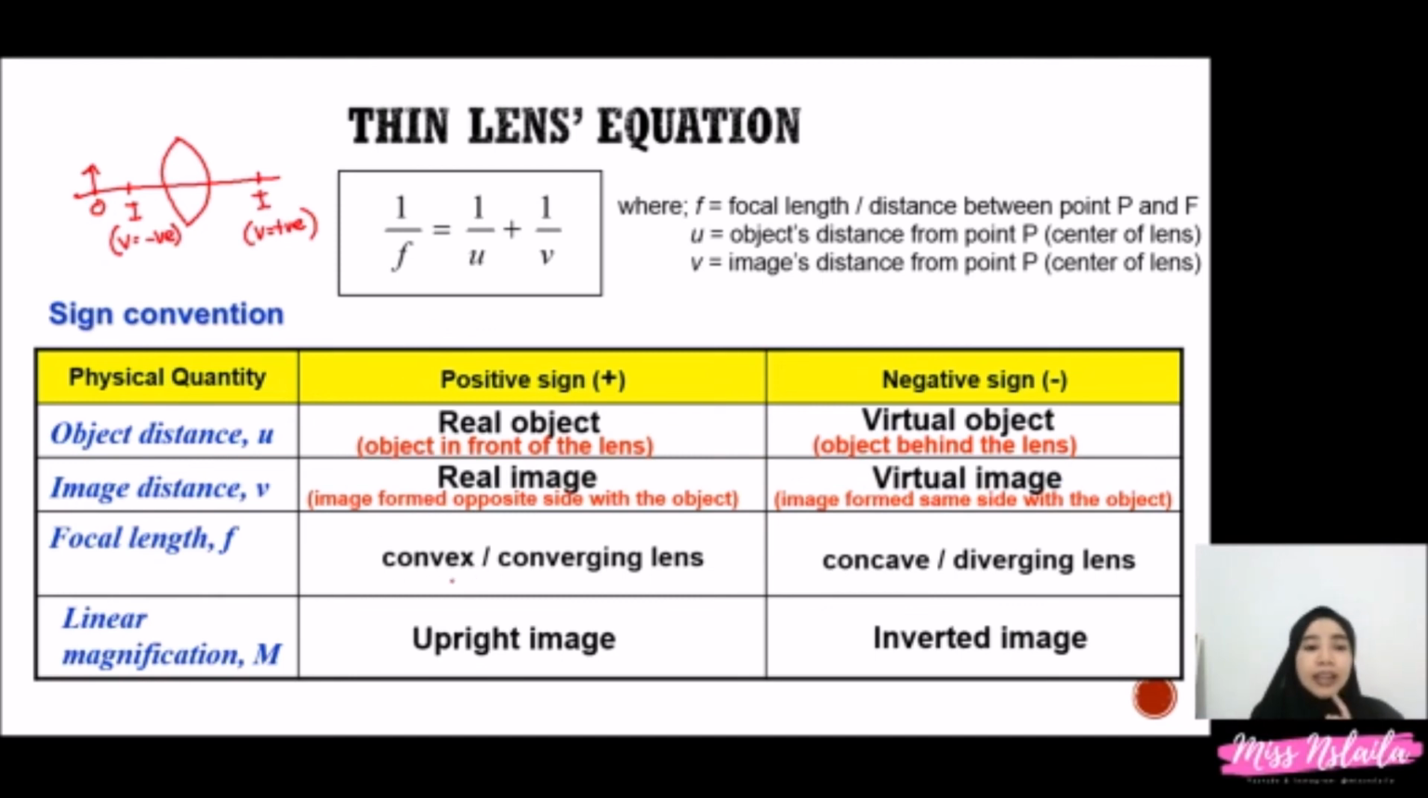Second, if the focal length is positive, then the lens is a convex lens. If the focal length is negative, then the lens is concave. So it's the opposite of the spherical mirror equation. For a mirror, positive is a concave mirror, negative is a convex mirror. But for the thin lens equation, a positive value of focal length is a convex lens and a negative value of f is a concave lens.